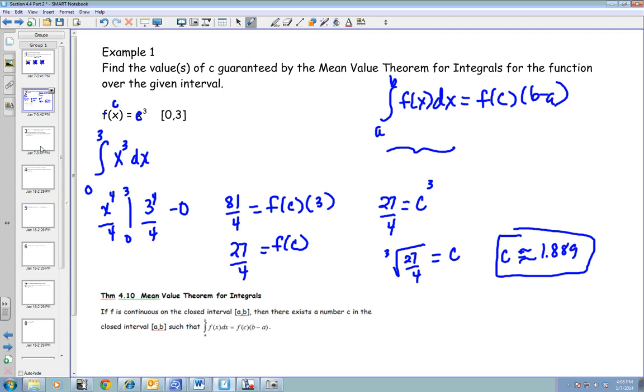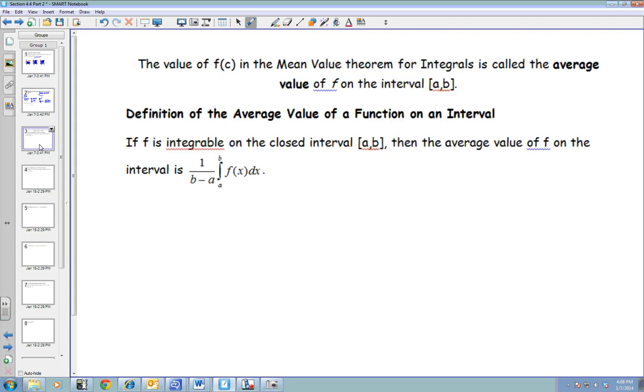All right. Now that leads us up to a very important theorem, or a very important definition. Definition of the average value of a function on an interval. Okay, it says if f is integrable, so I can take the antiderivative, I can integrate it on the closed interval from a to b, you can find the average value of that function f by doing this equation: 1 over b minus a times the integral of that function from a to b. Okay, so here's what it's going to look like.